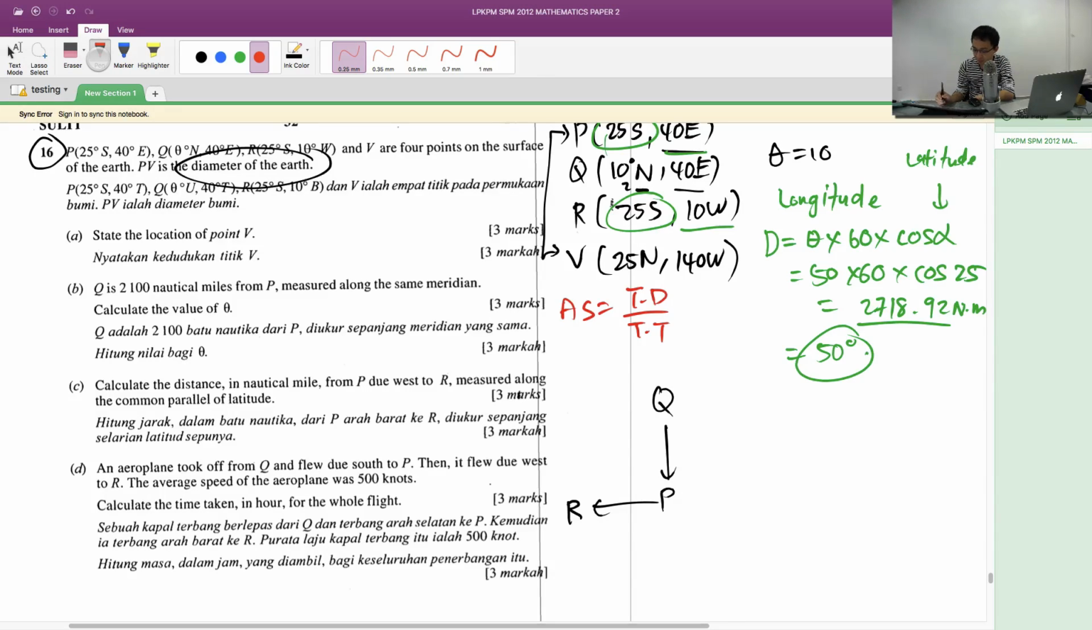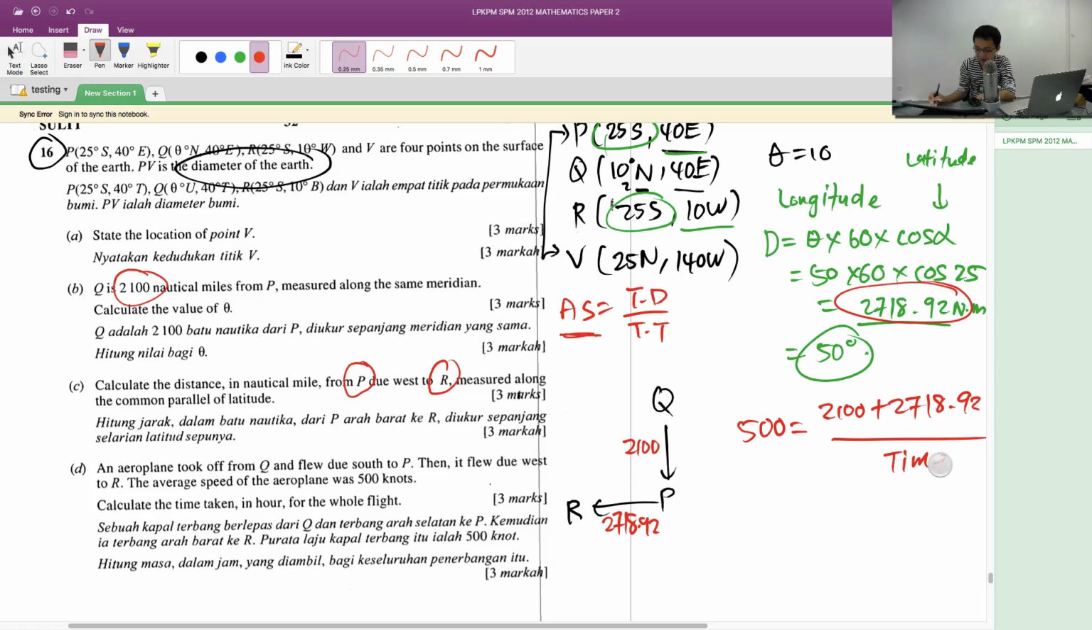From Q to P, do I have the distance? Yes, we have. It's over here, 2100. From P to R, do we have it just now? Yeah, we found P to R, which is the answer here, 2718.92. Then we have the average speed, which is given here. Average speed is 500, so 500 equals total distance divided by total time, which is what we want to find. So we just need to find the time.